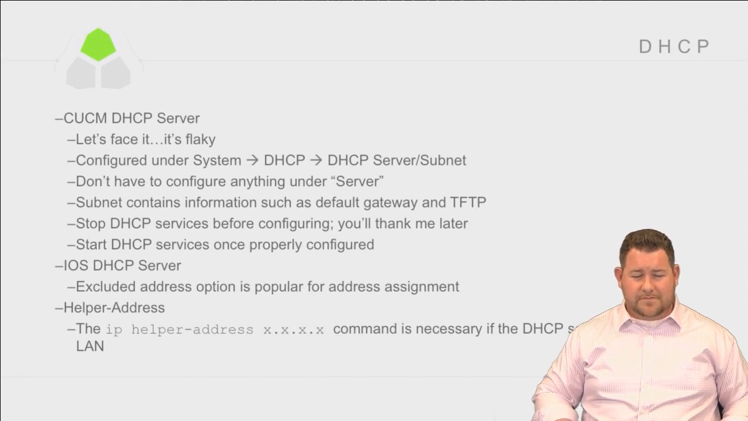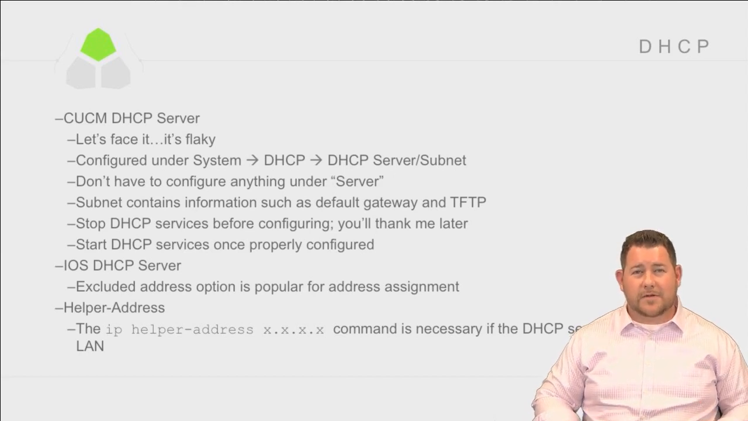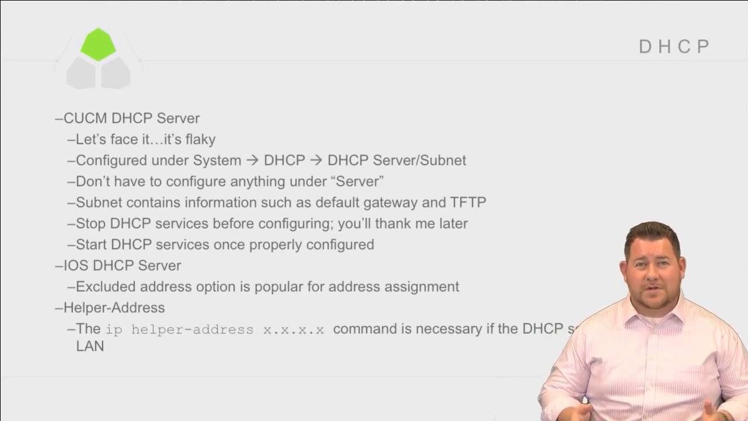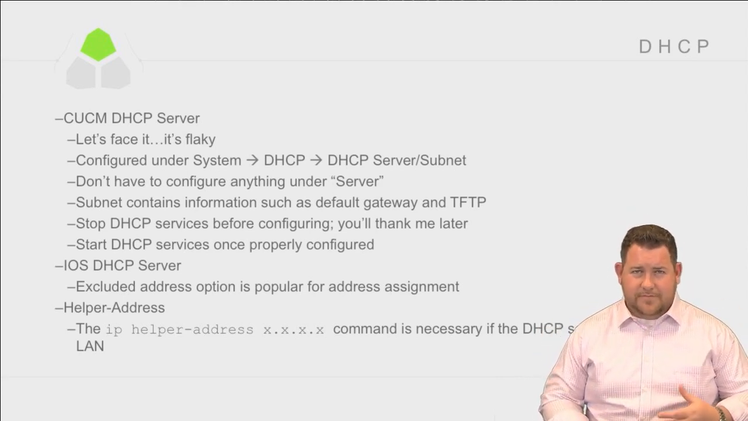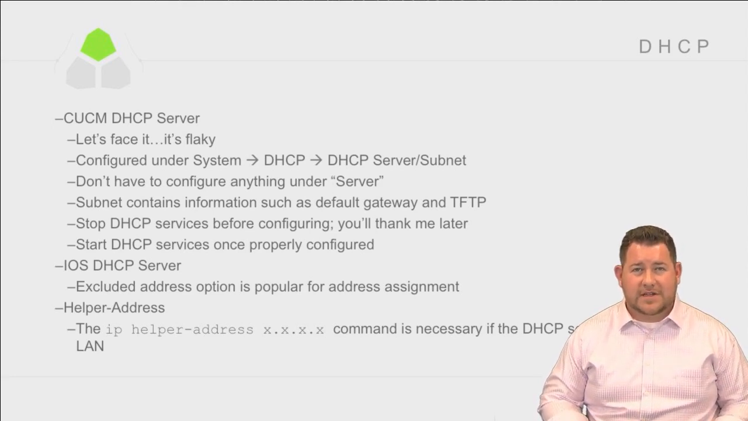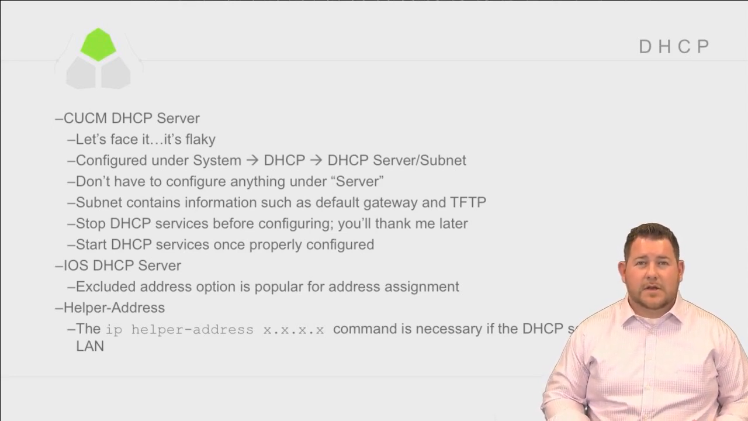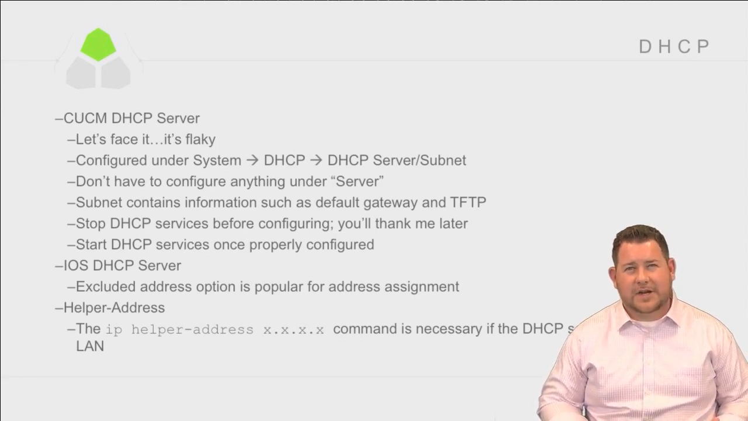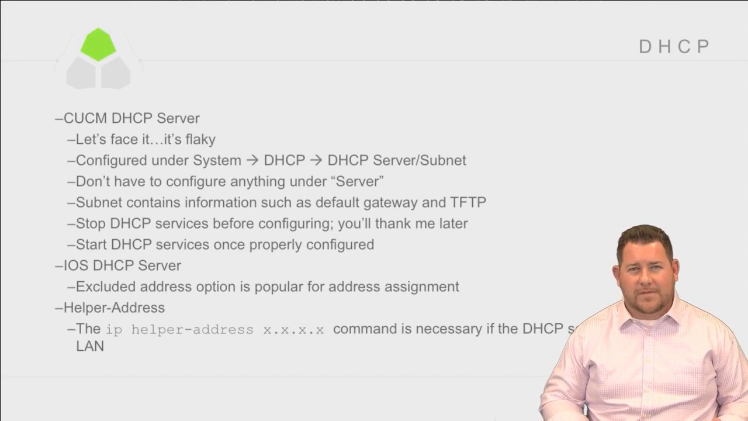So let's get pretty familiar with how to use it. First rule of thumb, make sure that you shut down the DHCP monitor service before you configure the CUCM DHCP server. Now, the DHCP monitor service is going to be the service that actually controls the server. So if that service is not running, you won't be able to dish out any IP addresses in DHCP because it won't be working at all. So it seems counterintuitive then to actually shut the service down before you configure it.